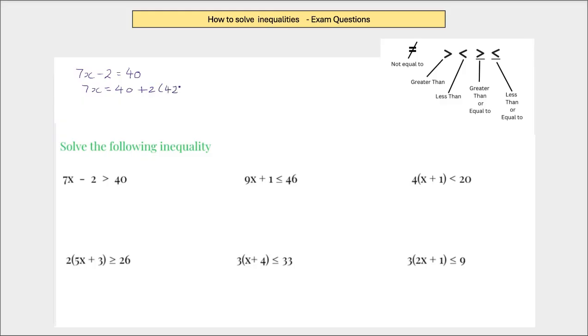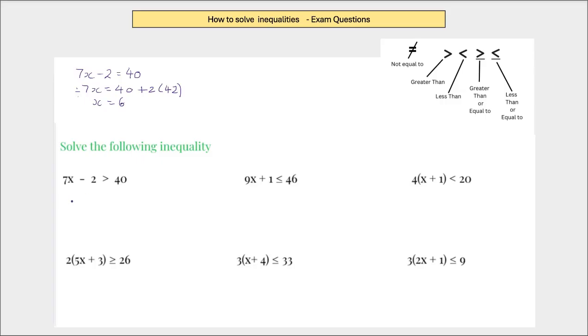And we're going to divide by 7, which gives our unknown, which is our x. 7 into 42. The answer is simply 6. But you know all that. It's exactly the same, but instead of an equal sign, you're using an inequality.